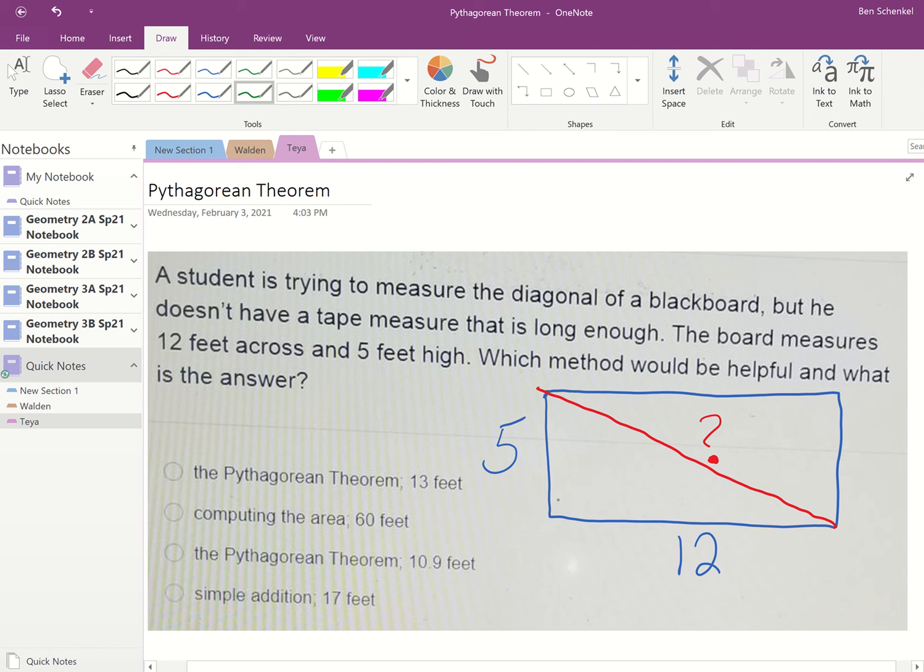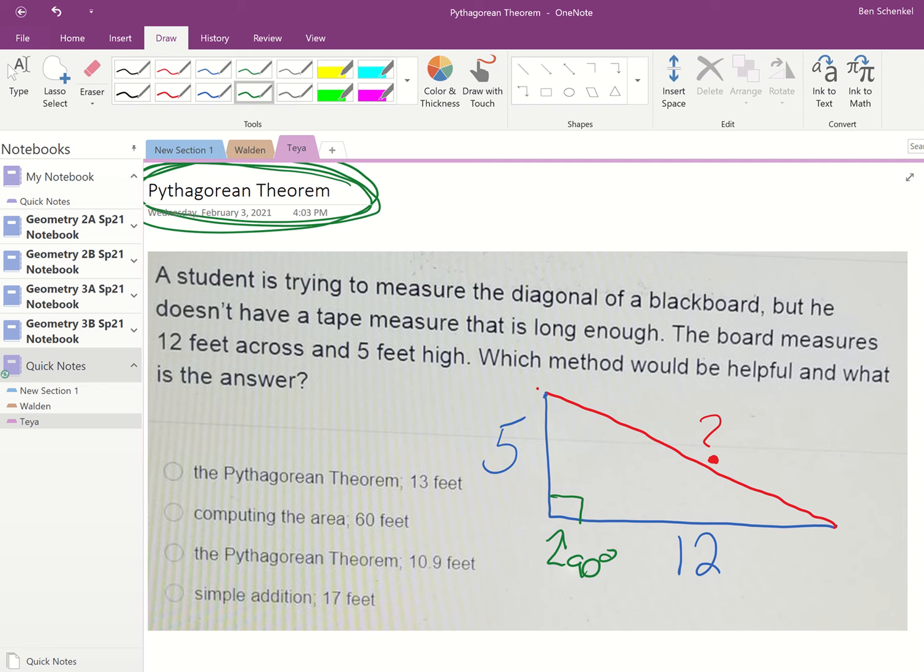Well, we know anytime we have a rectangle, we have a 90-degree corner. So what I'm going to do here is erase the part of the picture that we don't need. Okay. Now we have a triangle. And anytime you're working with a right triangle and you're finding the lengths of the sides, that goes back to the Pythagorean theorem. Okay, hopefully you remember a squared plus b squared equals c squared.